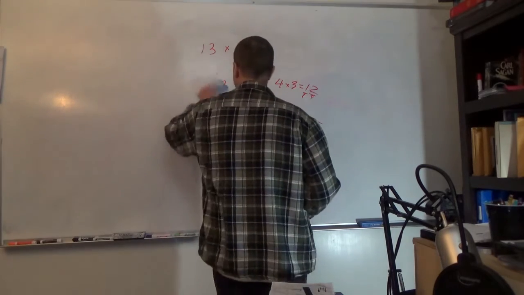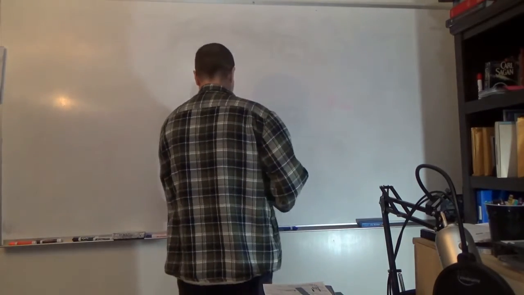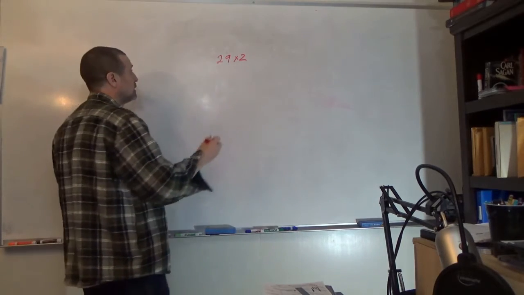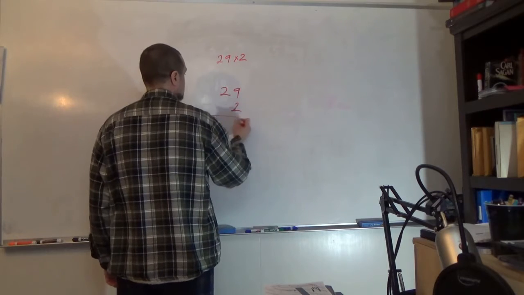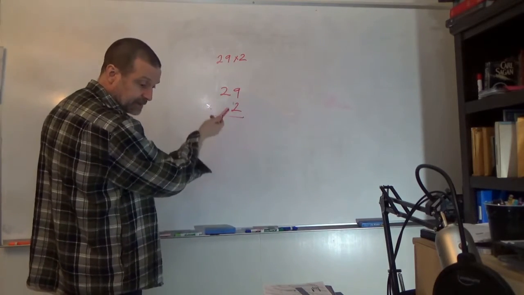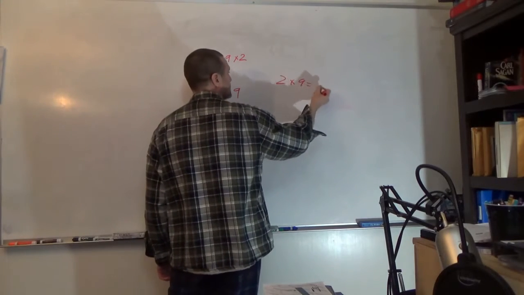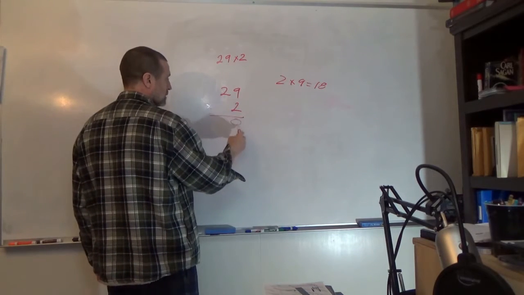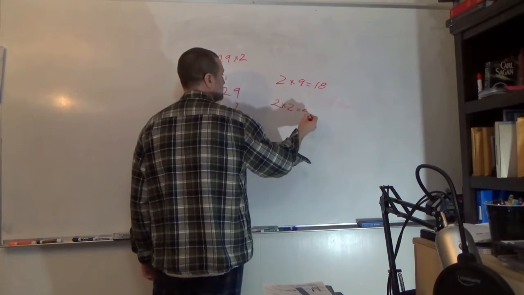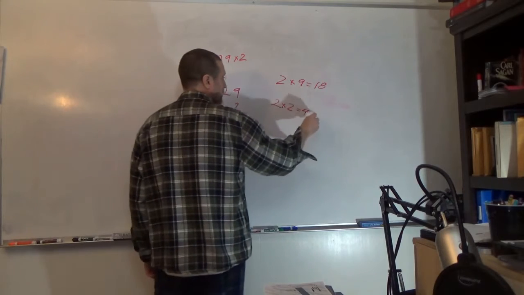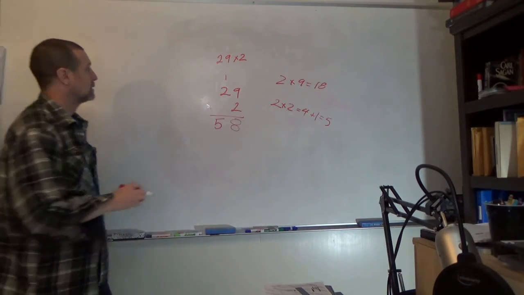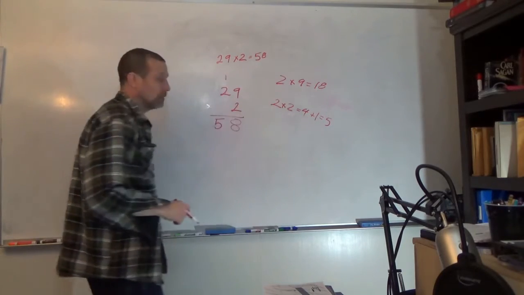Let's try another example. Nine times 2. Okay? We write it in the column format. We take our first number, 2, multiply it by the first number in the top column. 2 times 9 is equal to 18. The 8 we write down below, and the 1 we put up on top. Next, we take 2 times 2, and that's equal to 4, and then we add what's above, plus 1 is equal to 5. 58.